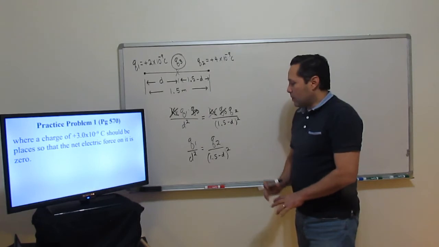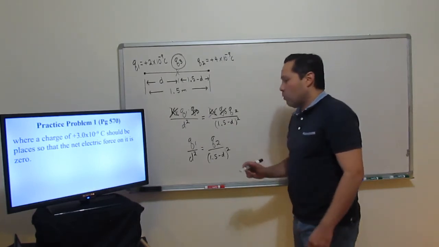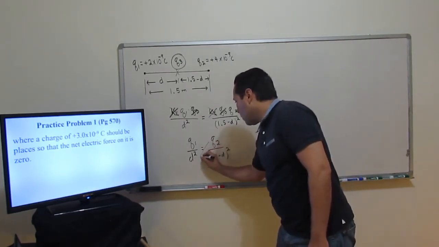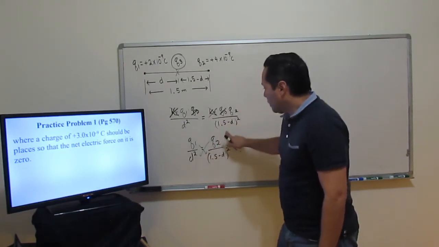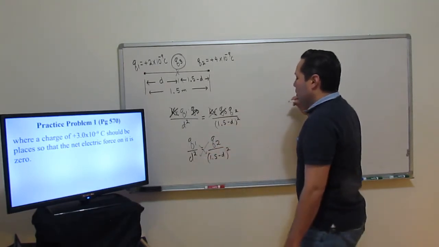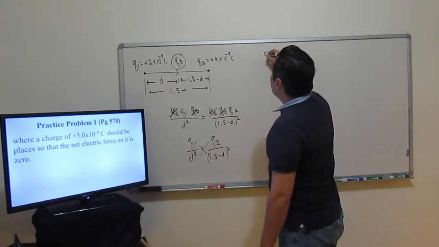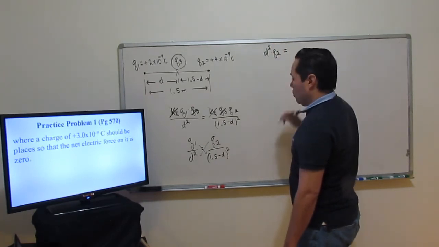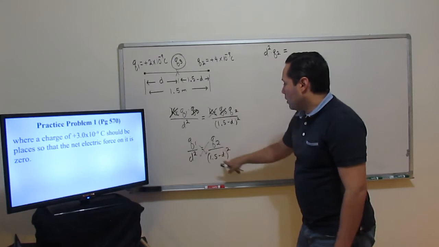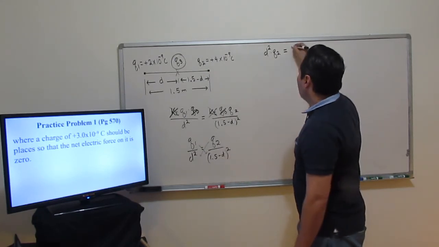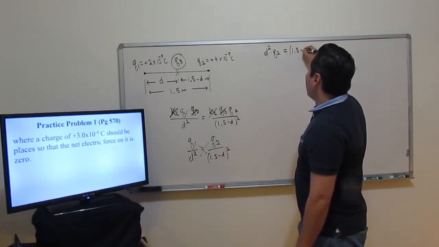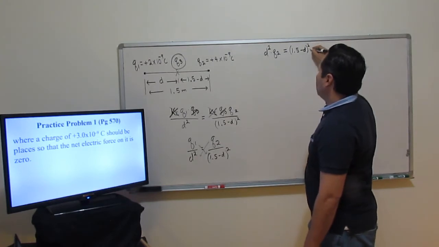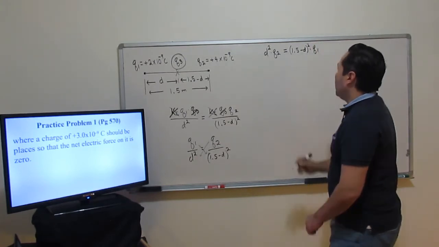Our next step is to isolate that D. We're going to use similar steps. I'm going to cross multiply that times that. That's going to give us D squared times Q2 equal to, cross multiplying both of these, 1.5 minus D squared times Q1.